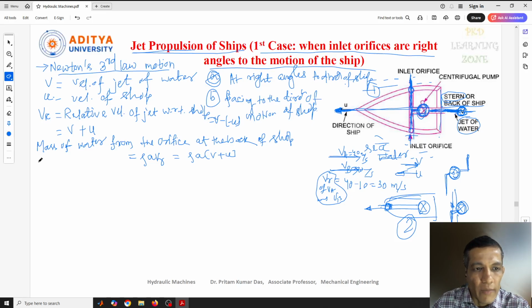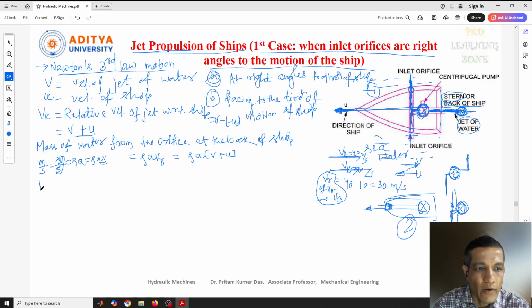Okay, the mass flow rate of water, that is mass per second, mass per time. We can write mass equal to rho into volume by time. So volume per second is discharge, so we can write rho into Q, and in place of Q I can write rho a v. Q is discharge, discharge equal to area into velocity. Here a equals area of jet of water, and the velocity of the fluid, we have considered relative velocity. In place of relative velocity, I kept this value v plus u.